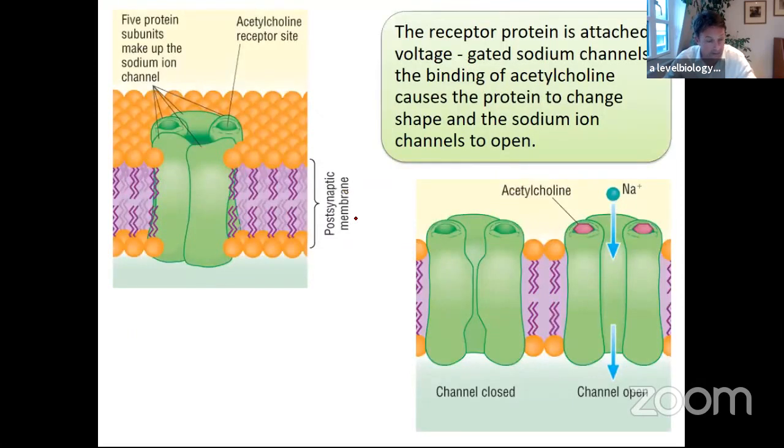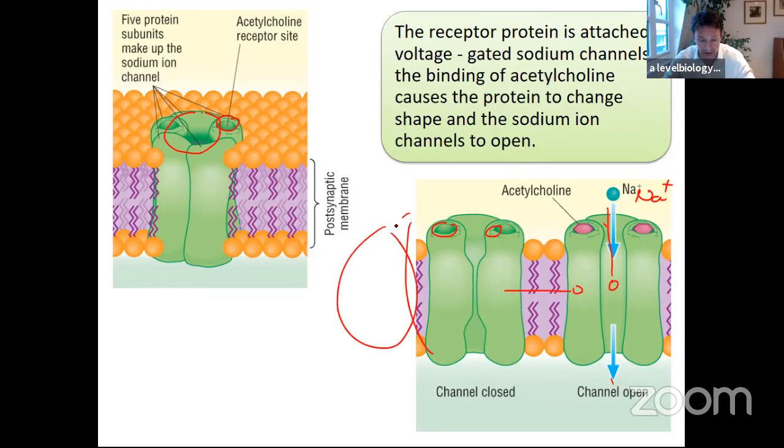A little bit more here about the receptor. Here's your sodium receptor. We've got a binding site for acetylcholine. Acetylcholine binds and causes a conformational change to the sodium channel, so it allows through sodiums. And those sodiums move in by facilitated diffusion through the ion channel. The reason they move in is because there's more outside, and that's been achieved through the sodium-potassium pump.